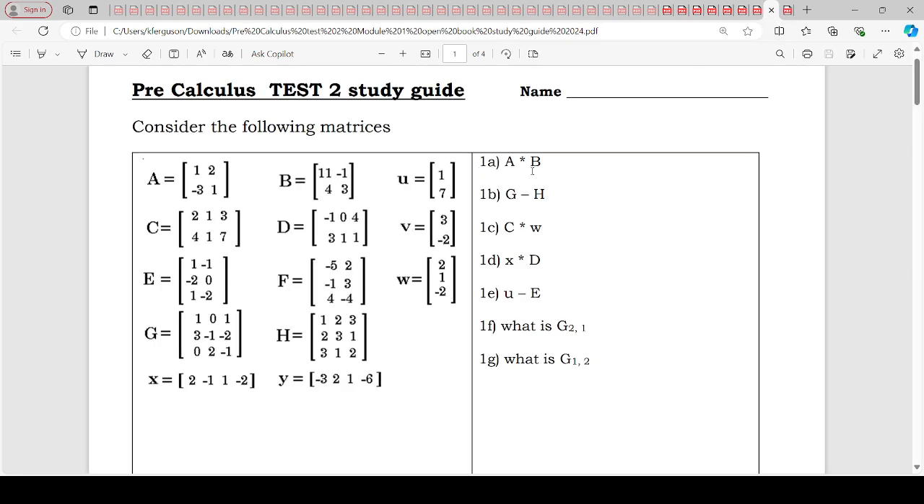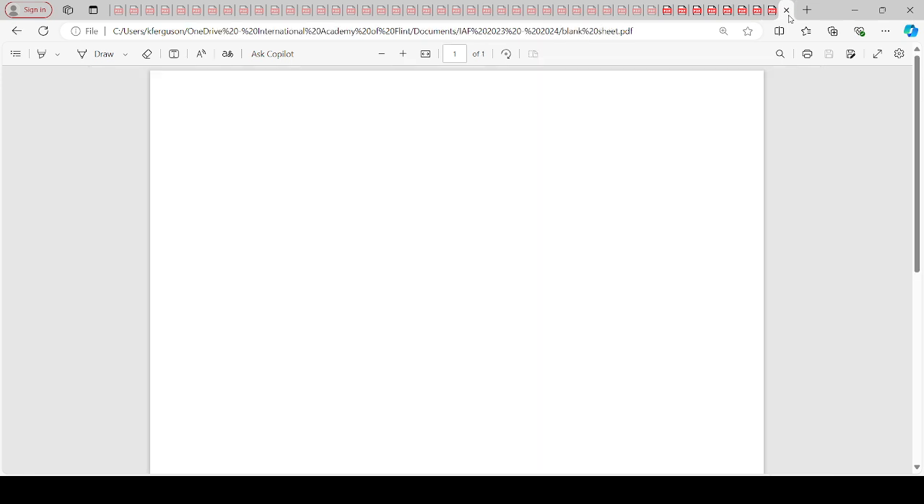So we're looking at A times B. So we need to write down A and B. So this first one is 1A and it's A times B, right? So my A is 1, 2, negative 3, 1. That's my A. And then my B is 11, negative 1, 4, and 3.